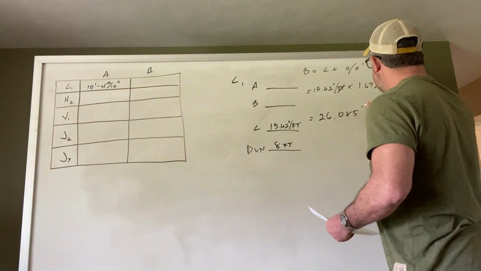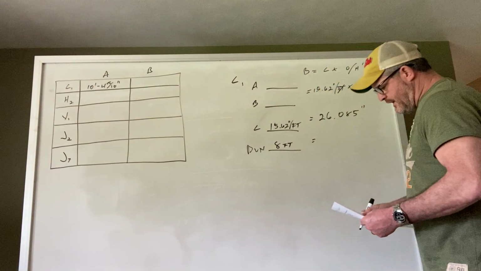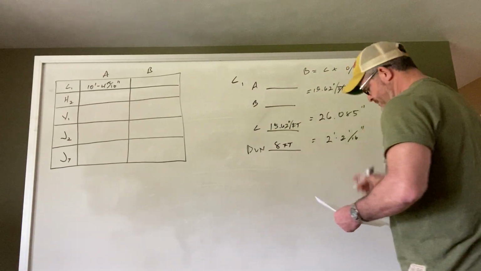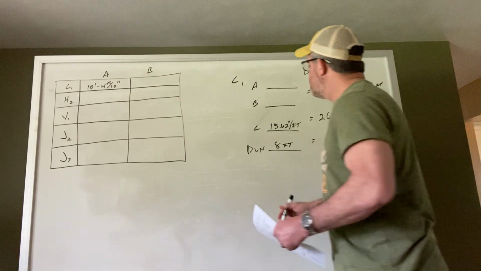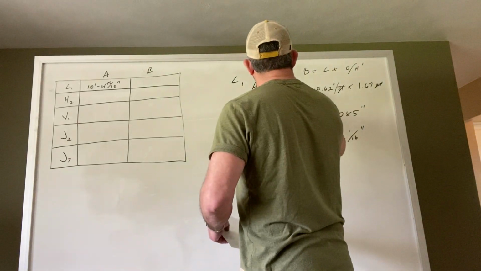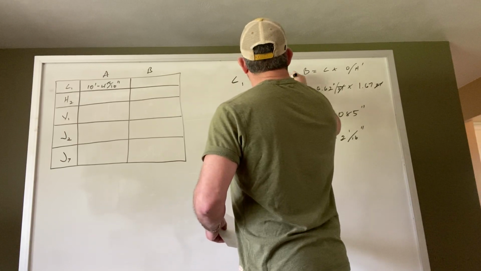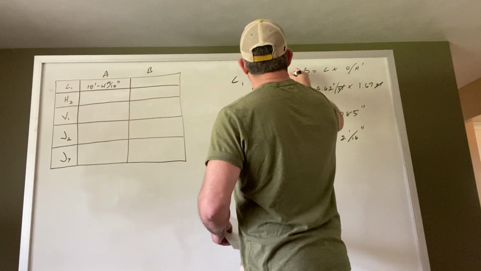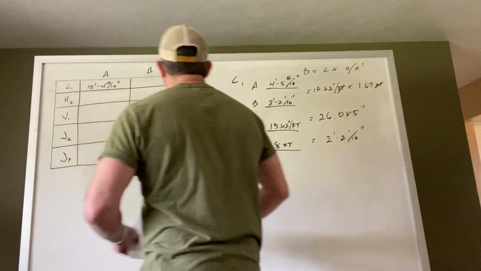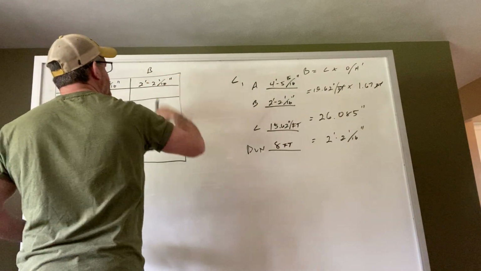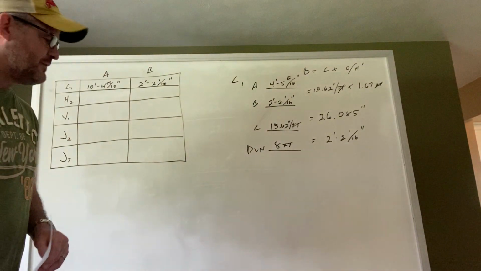26.085 inches converted to feet and inches equals 2 foot 2 and a 16th. So 2 foot 2 and a 16th. I should be putting it there too. So 2 foot 2 and a 16th. So we've established a couple of things.